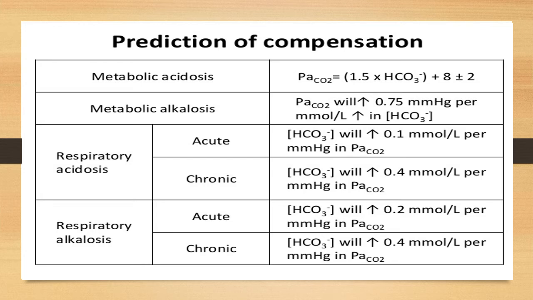In respiratory acidosis, in the acute case, the bicarbonate will increase 0.1 millimole per liter per mm Hg increase in partial pressure of carbon dioxide, and in the chronic stage, 0.4 millimole per liter per mm Hg. In respiratory alkalosis, in the acute case, the bicarbonate will decrease 0.2 millimole per liter per mm Hg change in partial pressure of carbon dioxide, and in the chronic stage, 0.4 millimole per liter per mm Hg.